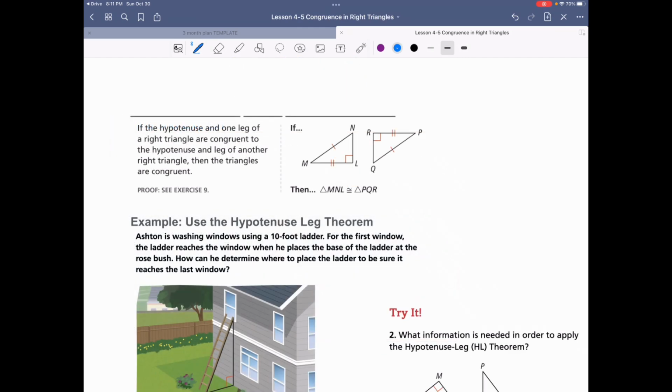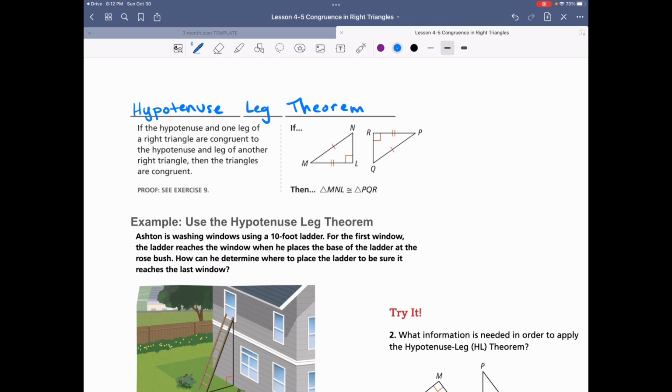At the top of your page, I want you to write down the name of this theorem, and it's the hypotenuse leg theorem. If the hypotenuse and one leg of a right triangle are congruent to the hypotenuse and leg of another right triangle, then the triangles are congruent.